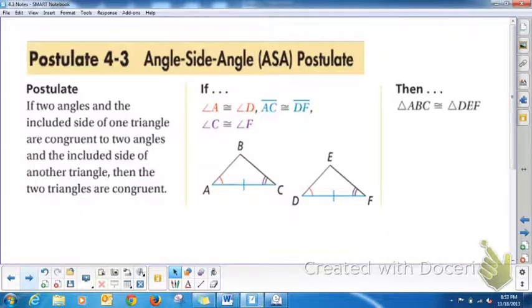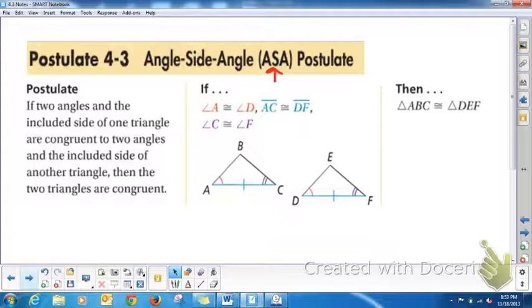So using your note templates here, you can pause the video if you need to. You would write down this postulate. Remember, a postulate is a rule we accept without proof. And this is our third postulate on proving triangles are congruent. This one is angle, side, angle. If two angles and the included side, so the side has to be between the two angles, and we talked about this in the 4.2 notes, what it meant to be an included side. The side is named by the angles that include it. So if two angles and the included side of one triangle are congruent to two angles and the included side of another triangle, then the two triangles are congruent using angle, side, angle.